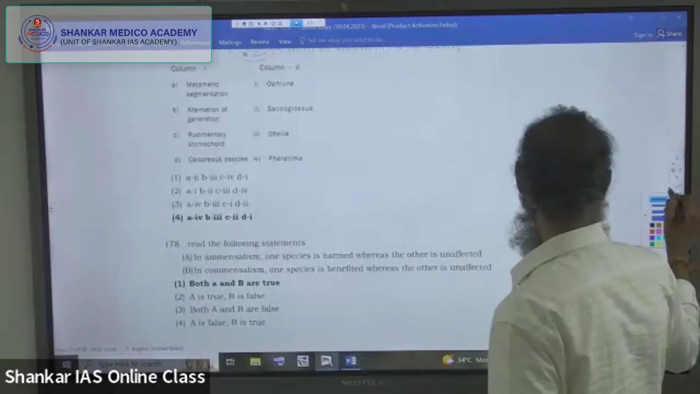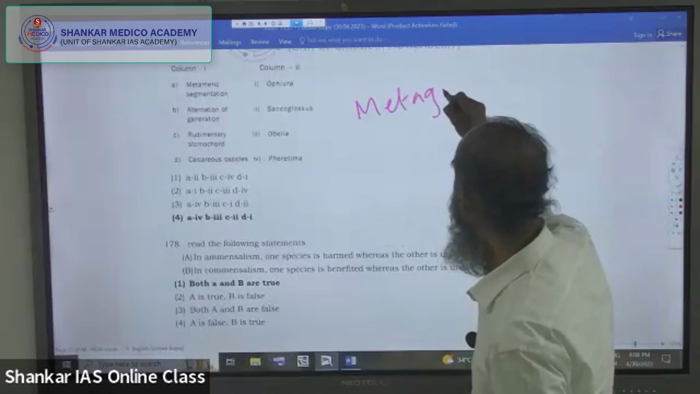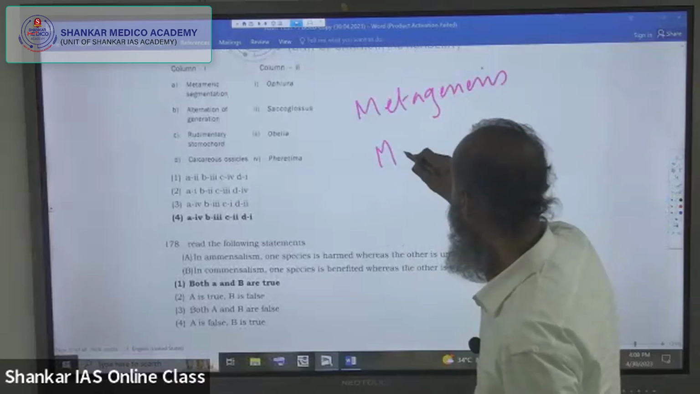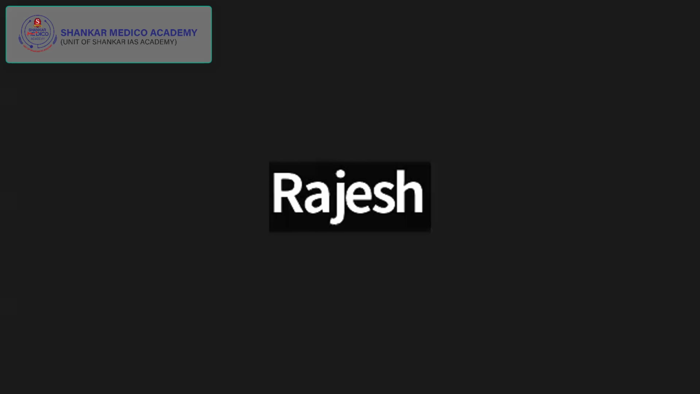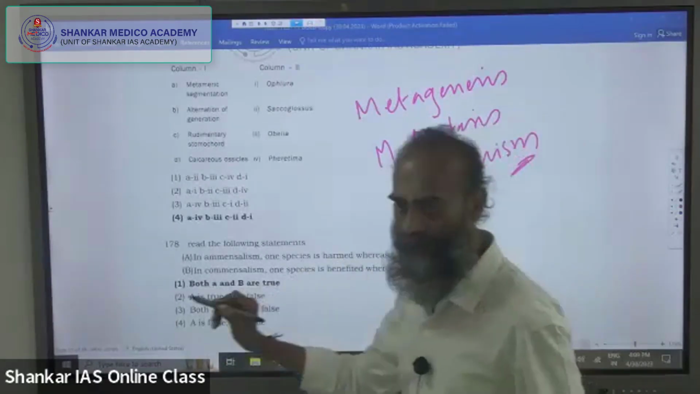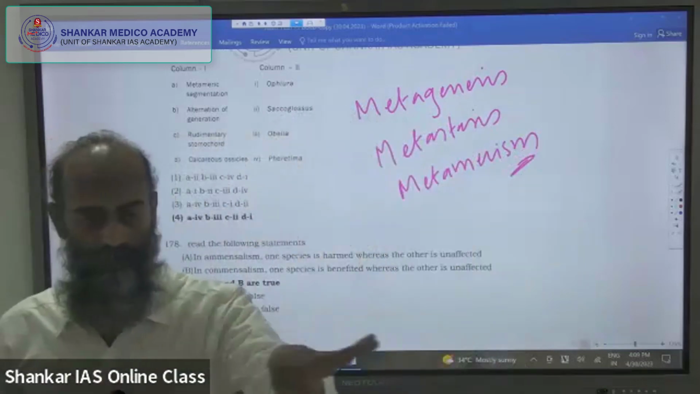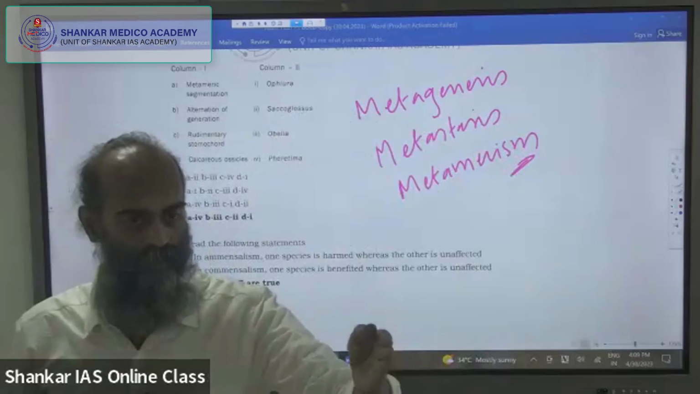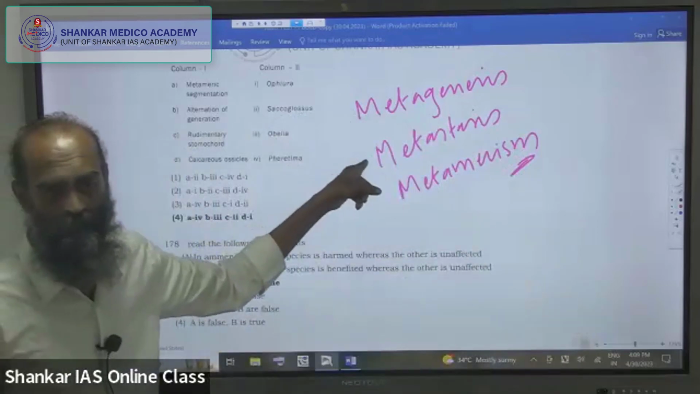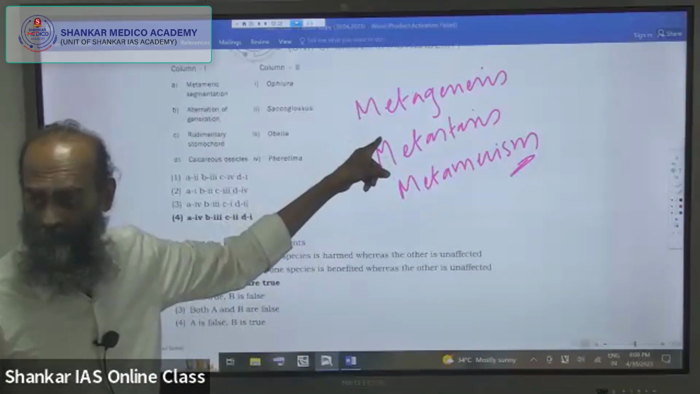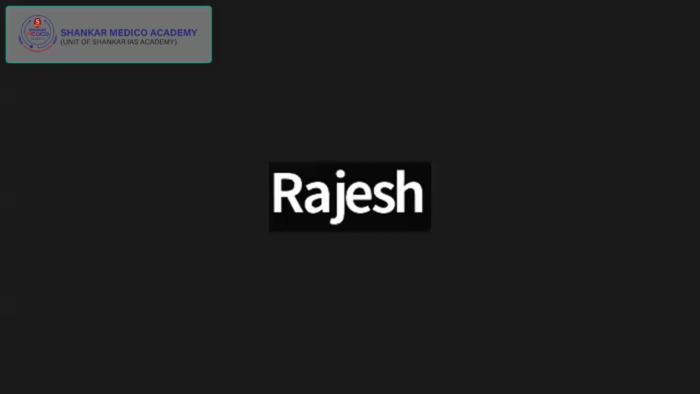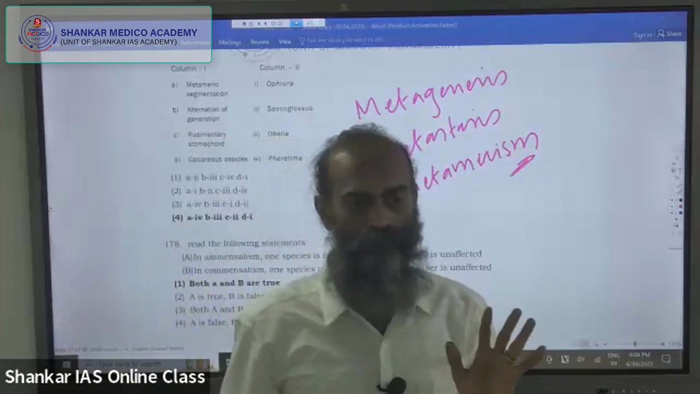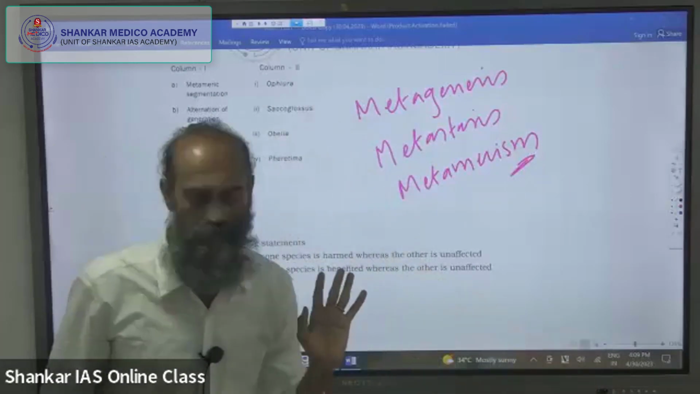Here you have to remember what is metagenesis, metastasis, and metamerism. On the other day, I gave some confusion like thymine and renin. Like that, another one is this. What is metagenesis? Alternation of generation, which takes place from polyp to medusa and medusa to polyp, is metagenesis, which is seen in Obelia.